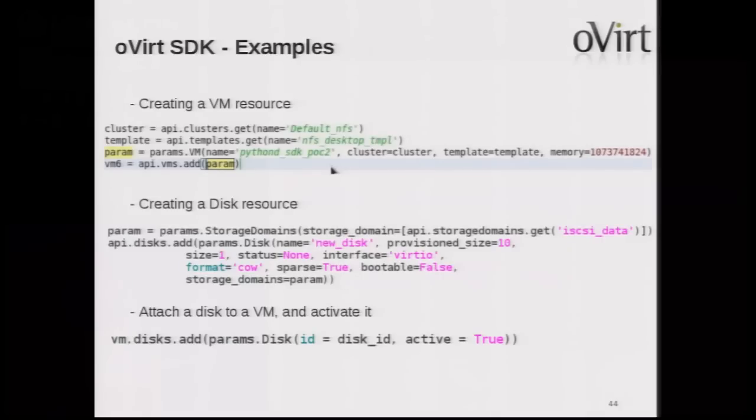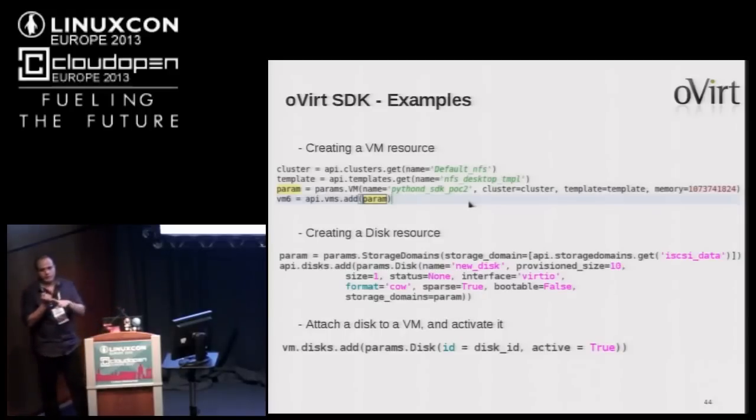Here is an example for creating a new VM. So in order to create a VM, I need to say what cluster I want the VM to be in, from what template to create that, and that's practically it. So I can pass more parameters, but these are the mandatory ones. So first of all, I get the clusters, the specific cluster I want. Then I get the template I want.